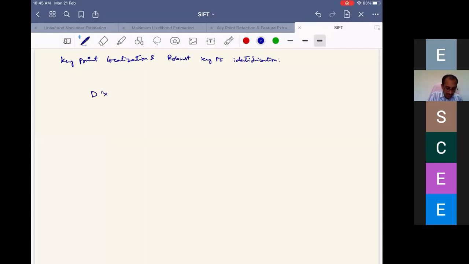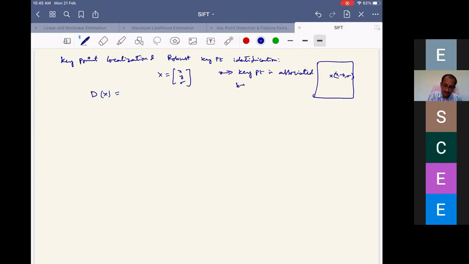As we have seen, difference of Gaussian is what is giving key points, where x is what? x, y, and sigma now. Why x, y, and sigma? We are identifying a key point. Each key point is identified at a given location, x, y, and at a sigma, because you may identify at scale sigma naught, sigma 1, sigma 2, and so on, right? So that's how we are identifying a key point. So a key point is associated with x, y, and sigma, right?